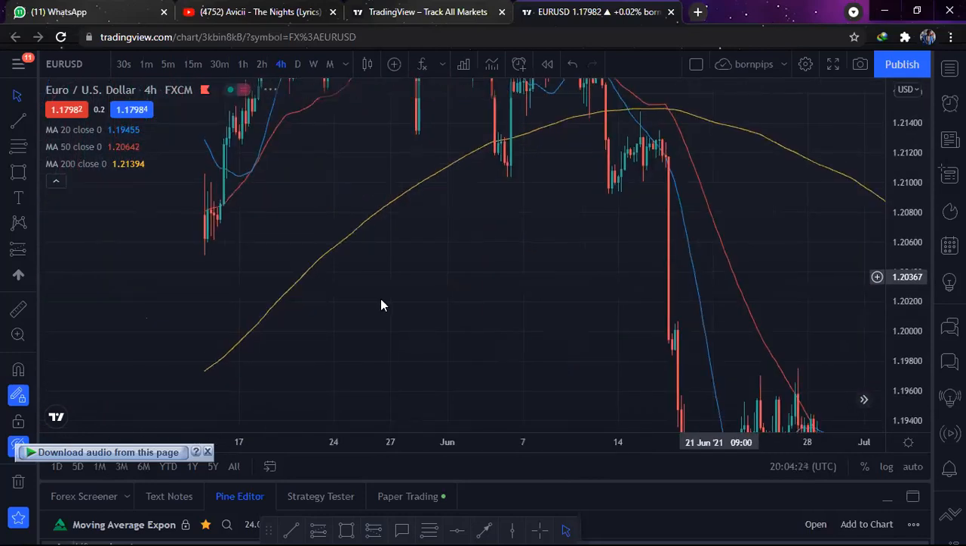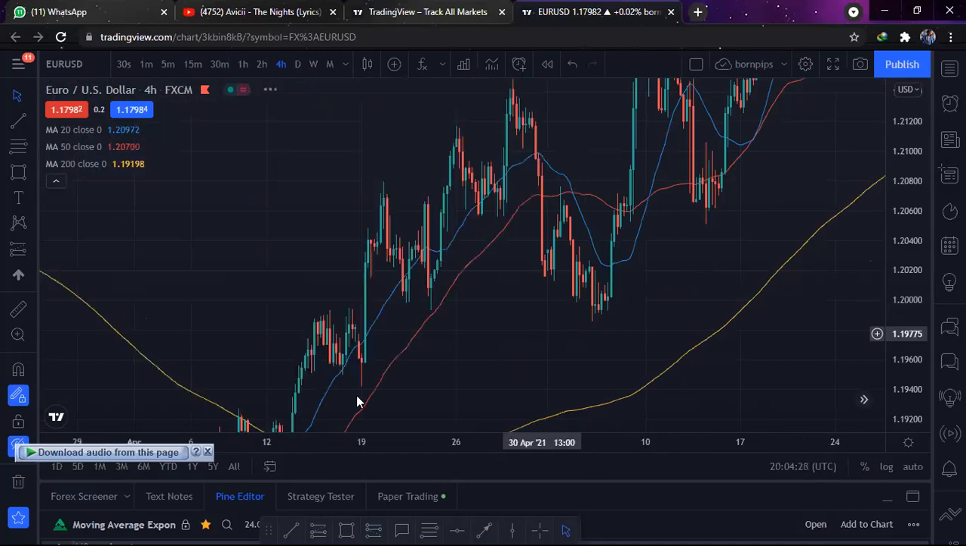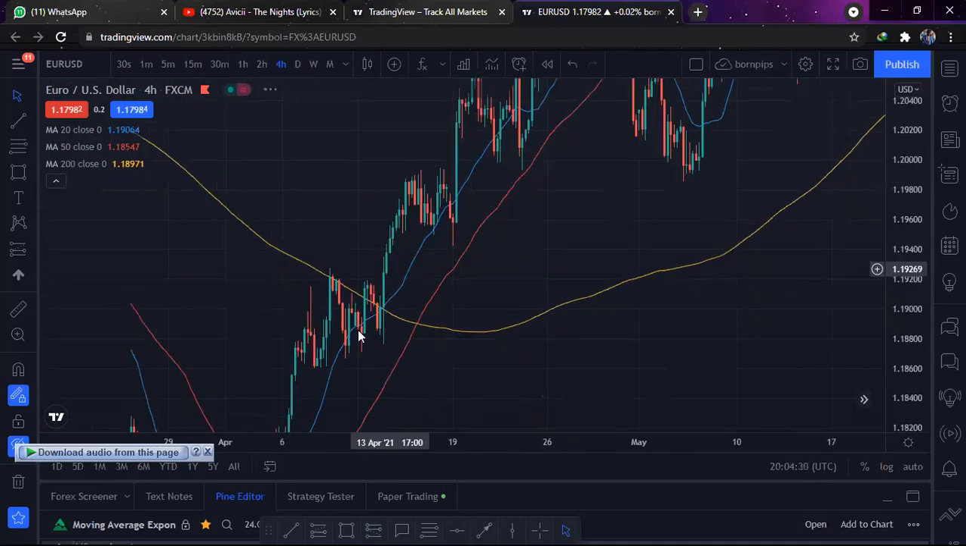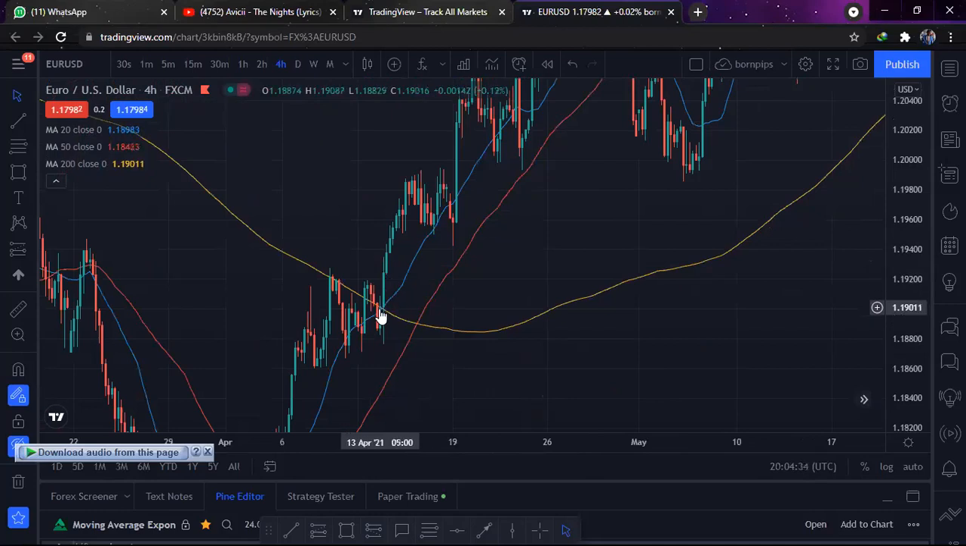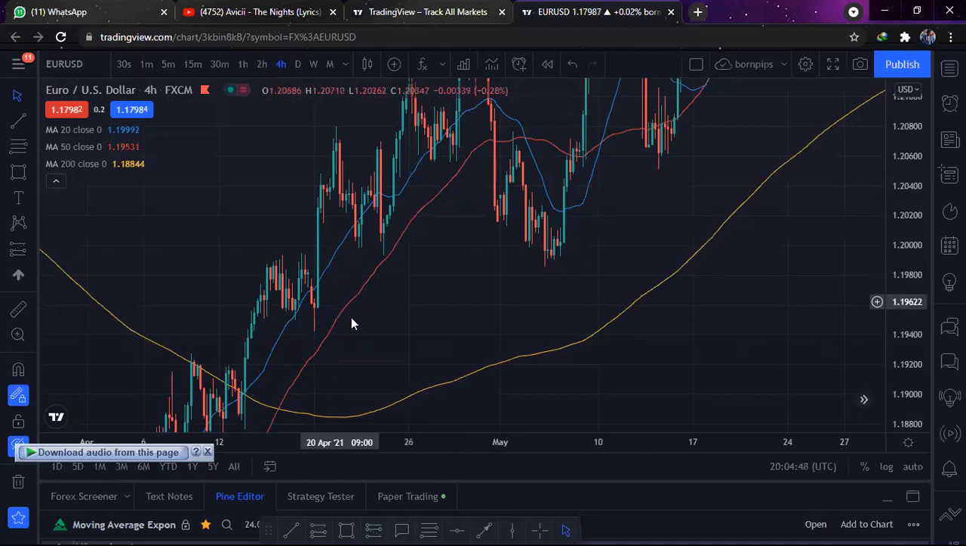The same way applies to buying. You wait for the 20 to cross over here, then wait for the 50 to cross somewhere here. But we wait for it to retrace a little and then we enter a buy. When prices are closing above the 50, we buy.